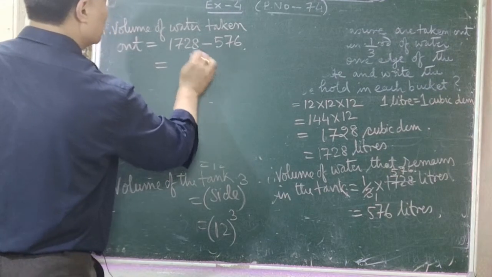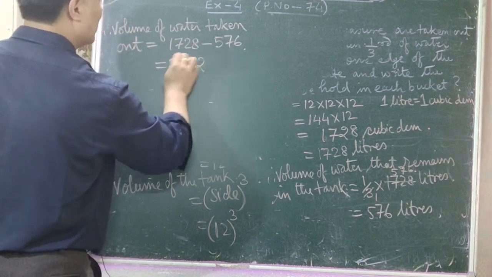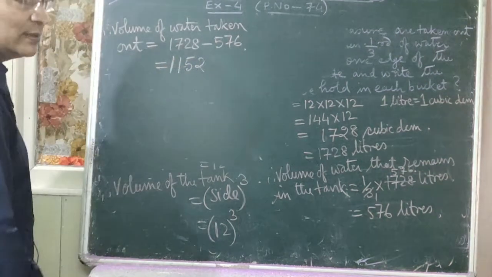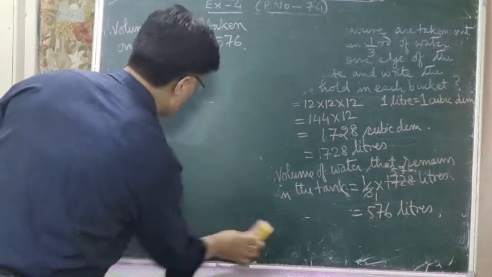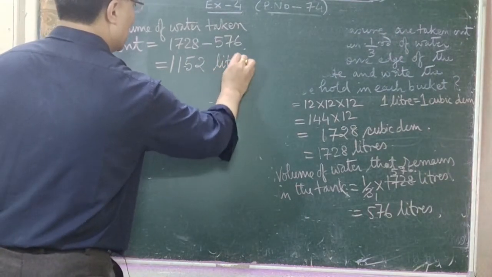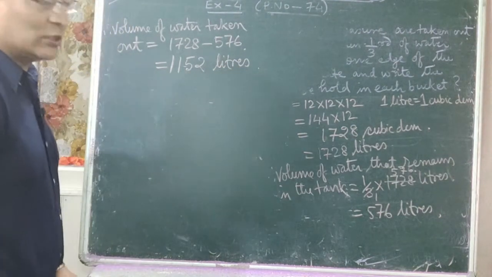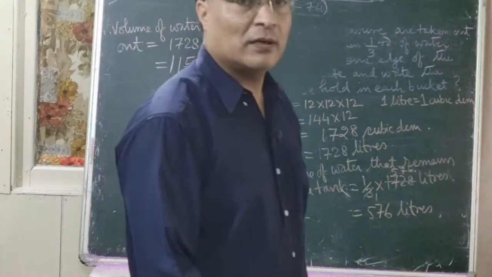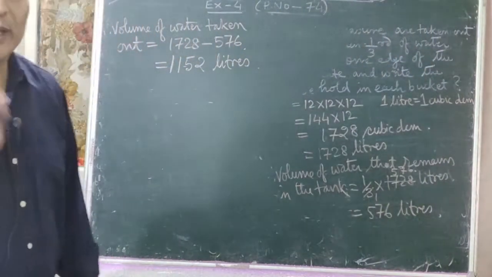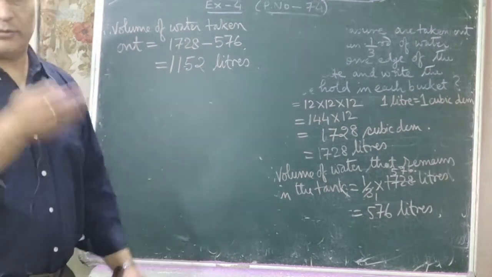8 minus 6 is 2. 12 minus 7 is 5. This is your 6. 6 minus 5 is 1, and this is 1. Is that clear now? So I think you have understood it. Volume of water taken out is equal to 1152 liters. यो चाहिँ केले निकाल्यो? 64 buckets ले निकालिँदैछ. 64 वटा buckets ले चाहिँ यति पानी निकाल्यो.